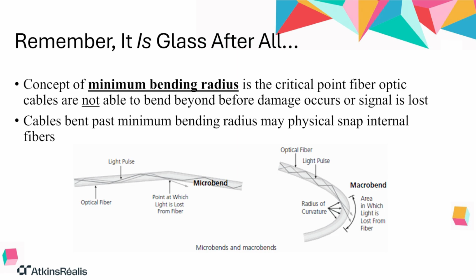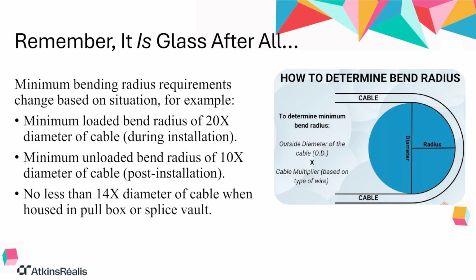If you bend it tighter than this specified limit, you can cause two types of problems. Microbends are tiny kinks or imperfections forced onto the fiber, and macrobends are larger, visible bends. Both cause light to escape the core, leading to signal attenuation or loss. In severe cases, the fiber can just snap. So you absolutely cannot just sharply turn a corner with fiber like you might with electrical wire. Definitely not. And the acceptable radius actually changes depending on the situation.